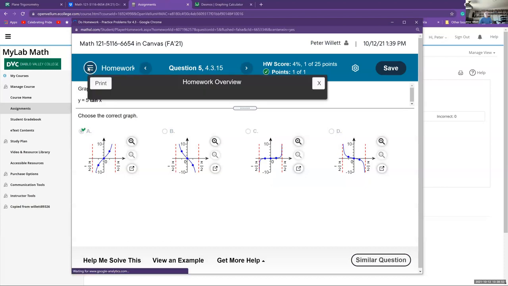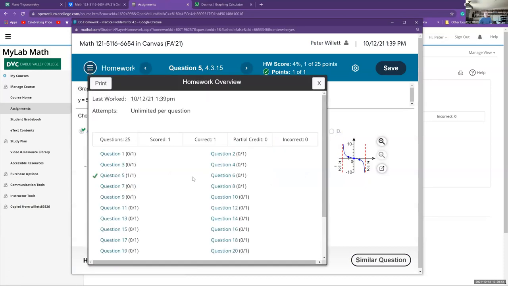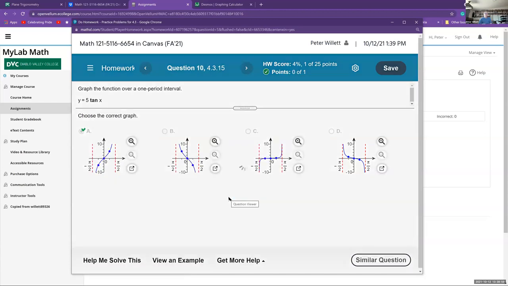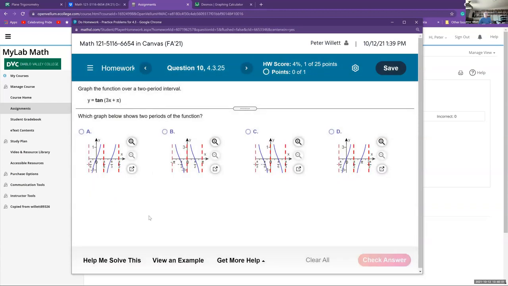All right, let's take a look at another one. Maybe lucky number 7. Well, let's go up to number 10. Let's advance a little bit more. So now it says graph the function over a 2-period interval, and all the choices have 2 periods. So we're going to pick from one of those.